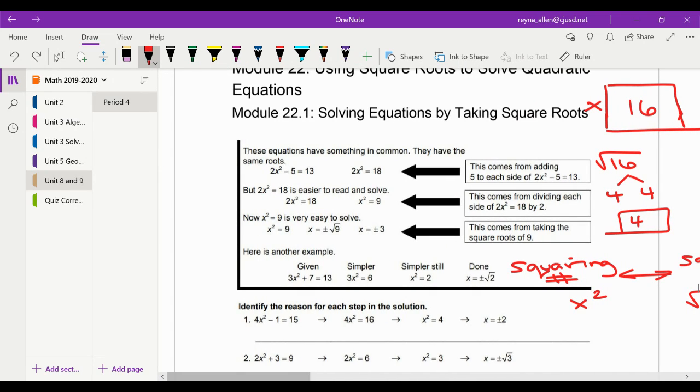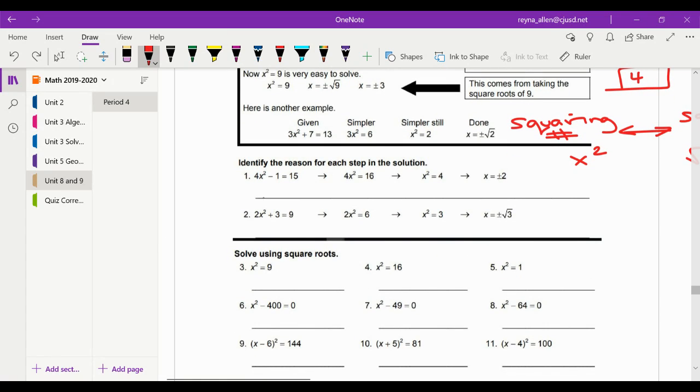So if I look at this first equation, it says identify the reasons for each step in the solution. So they are trying to solve for x. Okay. So they got 4x squared minus 1 equals 15. Well, I need to move this 1, so they are going to add 1 to both sides. So if I add 1 to -1, those will cancel. And if I add 1 to 15, that will give me 16. Okay, so now we're closer. So what do we do next?